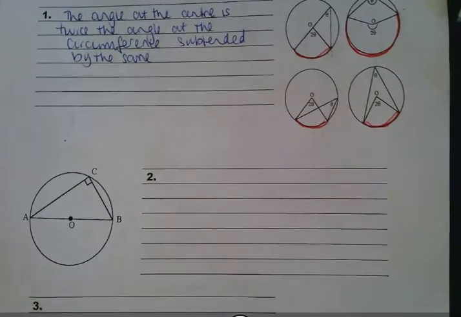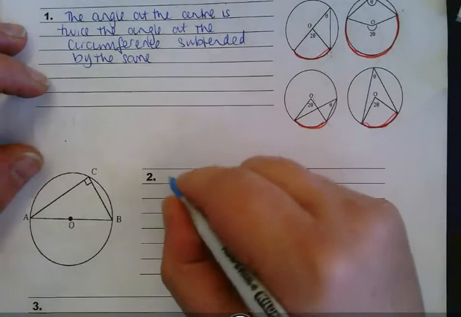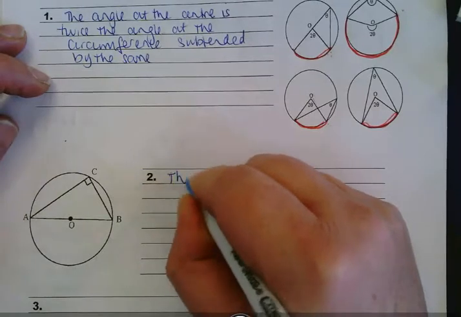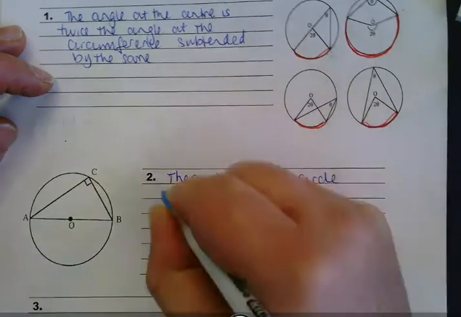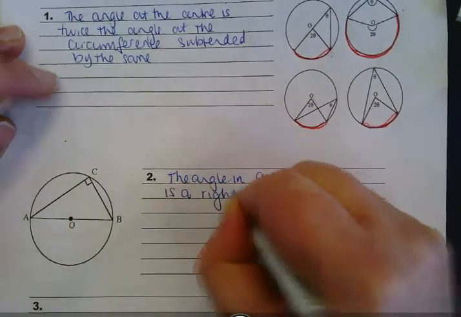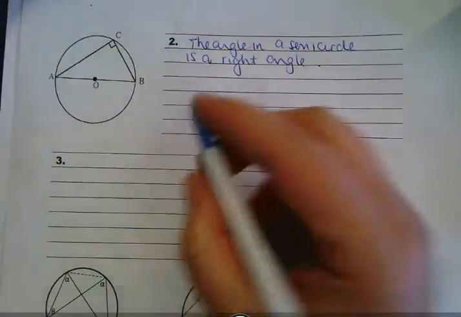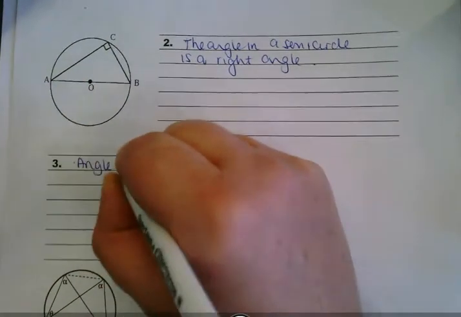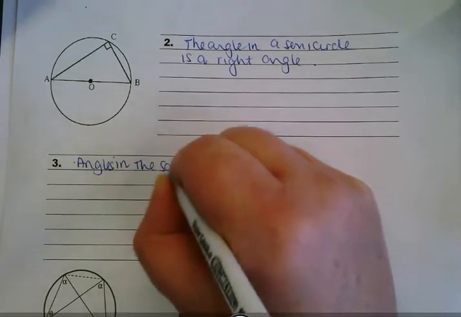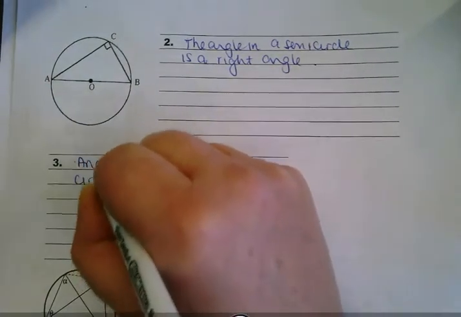So that was theorem 3. This is theorem 4, I think. Yes, the angle in a semicircle is a right angle. And theorem 5, we've got two theorems here. I'm going to do the first one. Angles in the same segment of a circle are equal.